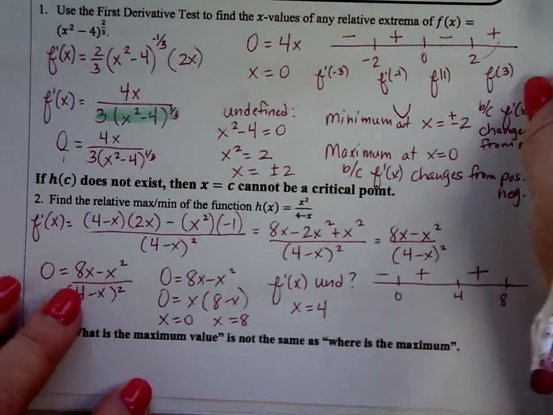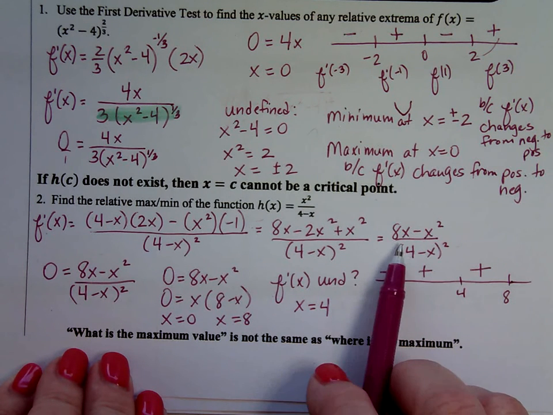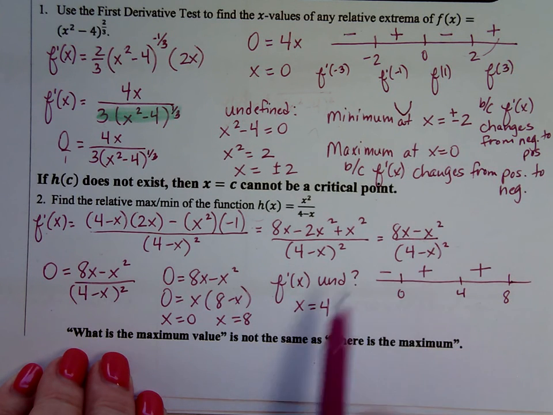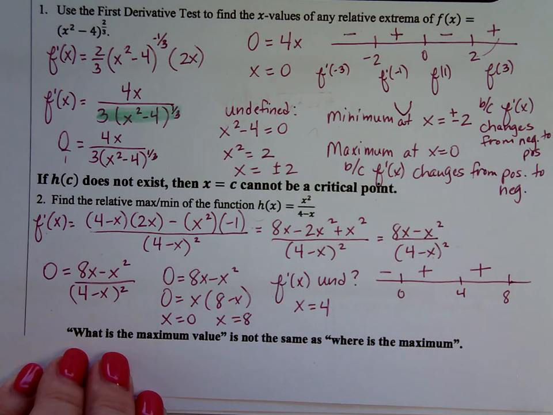So if I pick a number like 9, 9 is going to be 9 times 8, 72 minus 81. Oh, that'll be a negative. And then anything being squared on the bottom, the quantity being squared is going to be positive. So this is going to be a negative over here.